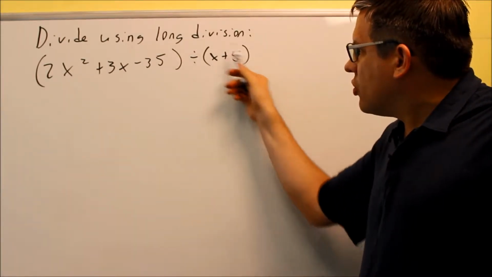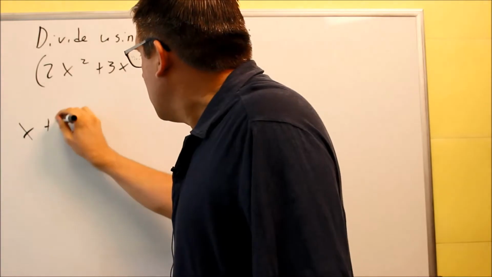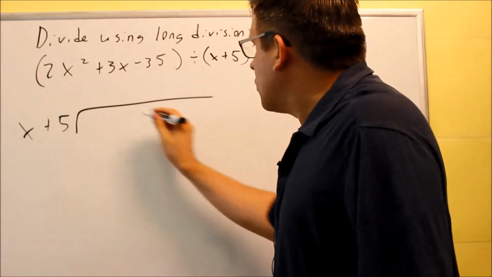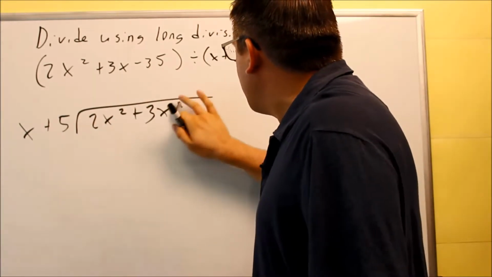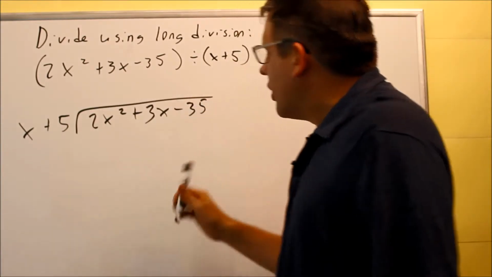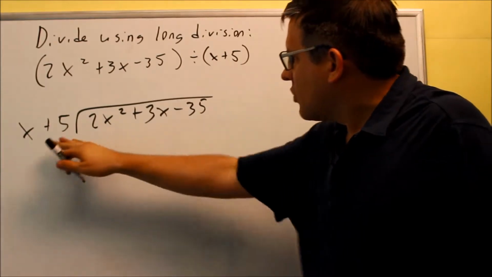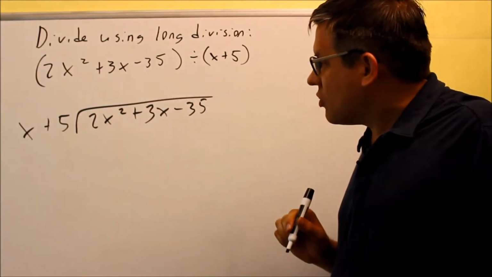So what you do is you're going to take whatever one you're dividing by, and this one's going to go on the outside of your division bar. We have division here, and you have 2x squared plus 3x minus 35. That's going to go inside the division bar there. So again, we have powers descending. We have no terms that are missing. So now we have everything that we need to start with our long division process.